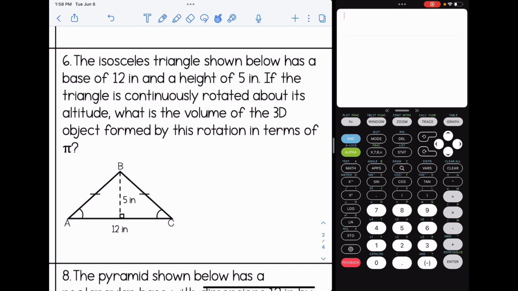Number 6, the isosceles triangle shown below has a base of 12 inches and a height of 5 inches. If the triangle is continuously rotated about its altitude, what is the volume of the 3D object formed by this rotation in terms of pi?